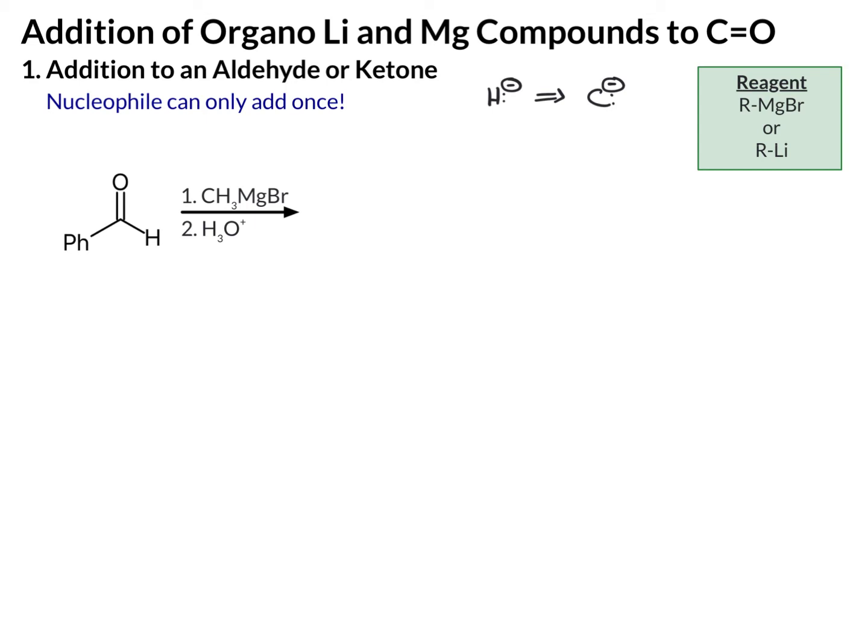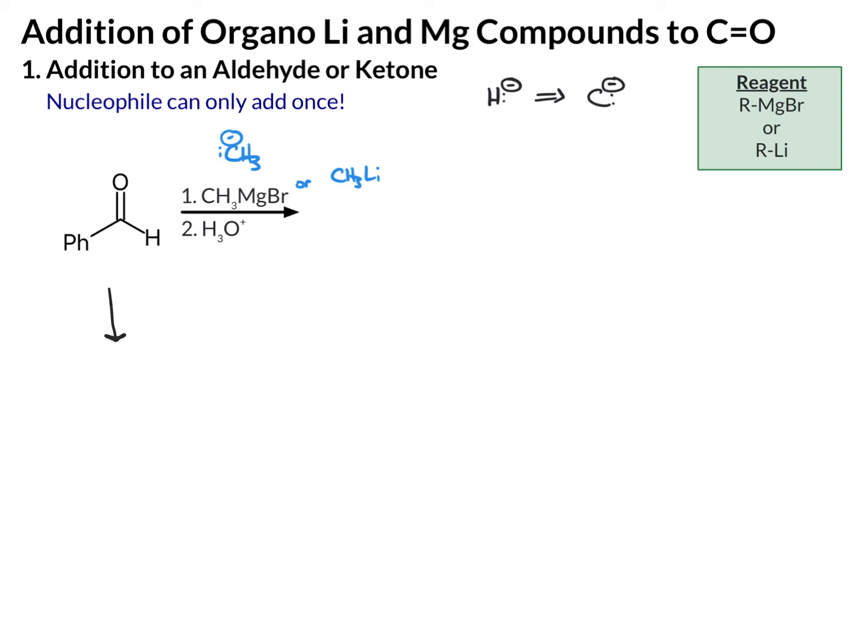So if we start with an aldehyde or ketone, we're only going to be able to add that nucleophilic source once because there's no leaving group on the carbonyl. And this could be CH3 magnesium bromide, or it could be CH3 lithium. Both reagents are essentially interchangeable for our purposes, and we're going to treat this as CH3 minus. That's our nucleophile.